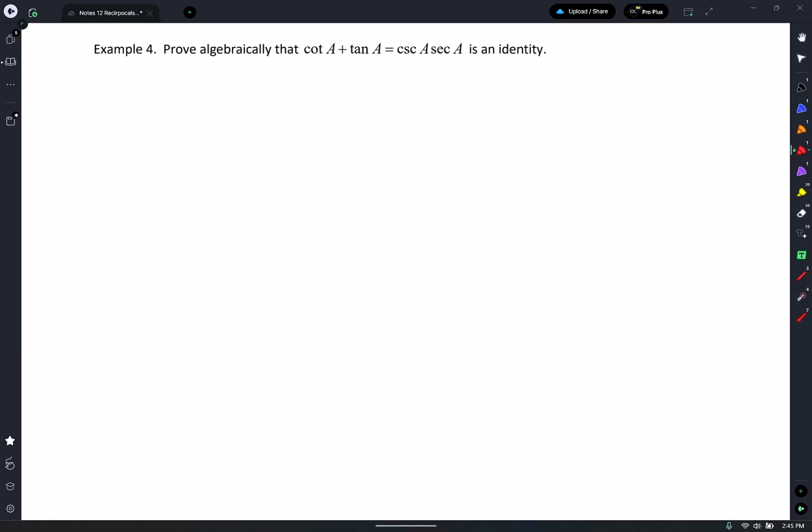All right, you guys ready for this one? Prove algebraically that cotangent A plus tangent A equals cosecant A secant A is an identity. Okay, I'm going to focus on the left. So I'm going to write cotangent A. If you want to put a parenthesis on the A because that's your argument, that's fine. Tangent of A. And I want to get that to look like this.